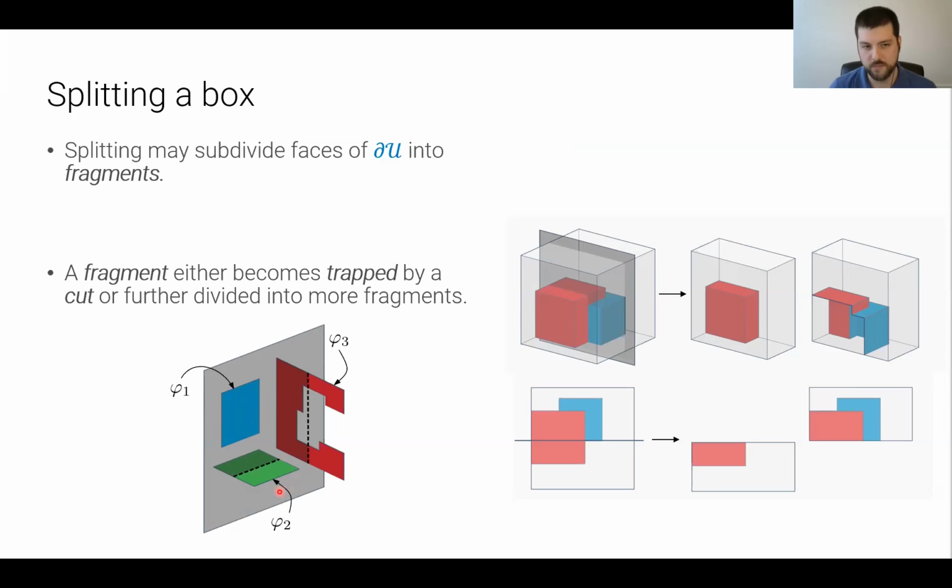On the other hand, we see Phi2 is being split into just two pieces, but Phi3, this is a more complicated face of the boundary, it's actually being split into multiple faces by that cut. For a concrete example of a trapped fragment in the original example here, this blue face lies on that cut, and hence it does not appear in either of the two subboxes.